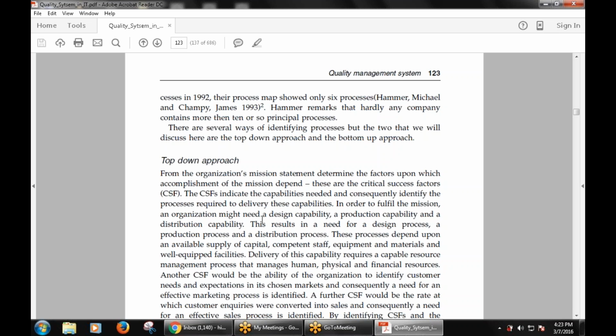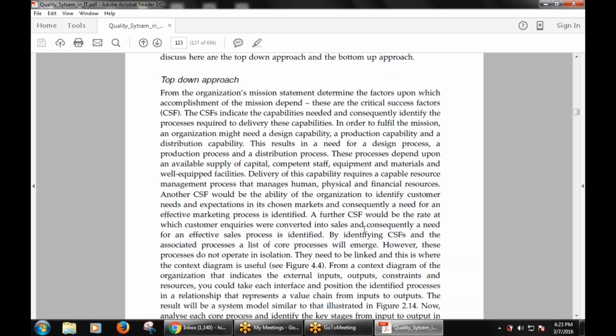And CSFs indicate the capabilities that are needed, and consequently the processes required to deliver these capabilities are identified. In order to fulfill the mission, an organization might need a design capability, a production capability, and a distribution capability. And this results in a need for the design process. That is the top-down approach. So we start from the top and move downward, downward, downward.